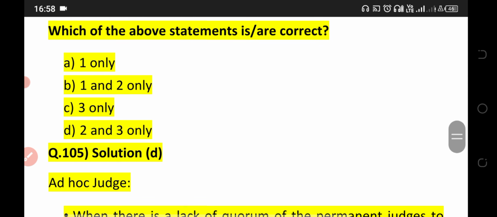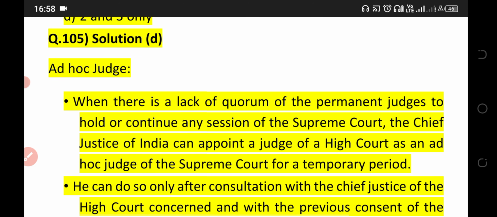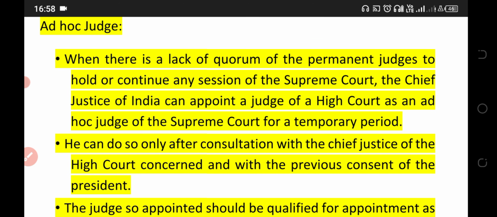The correct answer is only 2 and 3. Let us see what an ad hoc judge is. When there is a lack of quorum of the permanent judges to hold or to continue any session of the Supreme Court, the Chief Justice of India can appoint a judge of a High Court as an ad hoc judge of the Supreme Court for a temporary period. He can do so only after consultation with the Chief Justice of the High Court concerned, with the previous consent of the President.